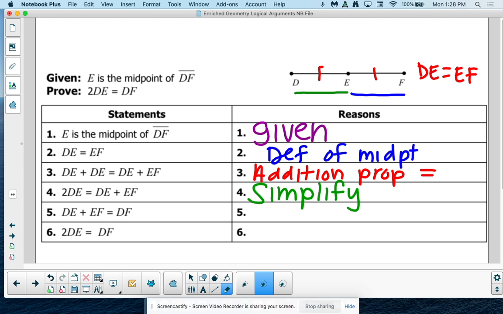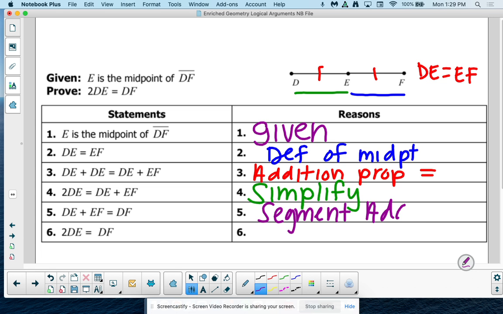Part D. Is it given again? No, it's the same thing. Segment addition postulate. Yeah, thank you so much. Who said that? Me. Good job. You guys see DF is the whole segment. What two things make up DF? DE plus EF. Yeah, so that's segment addition. Perfect. Brownie points. You saved class. That was segment addition.